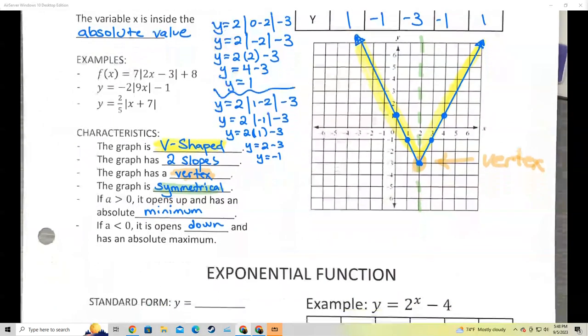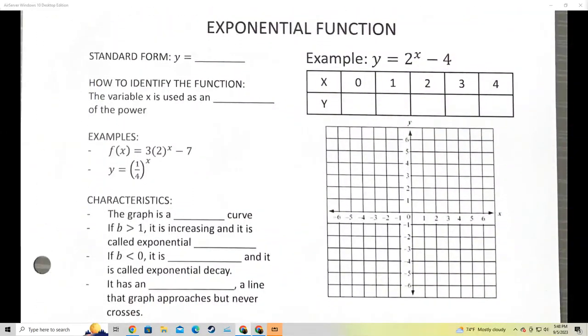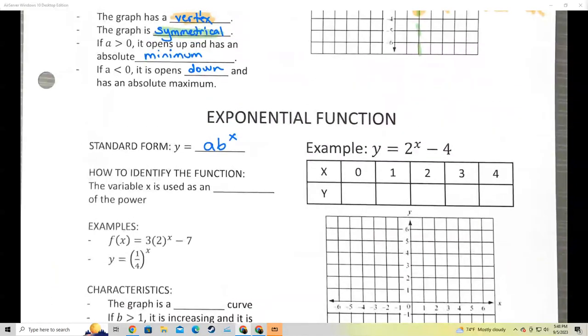Okay. All right, last one. This one we're not going to really mess around with until Math 3. You're really going to start playing with these. But again, we're just going to get you exposed to them so you know what they look like. Standard form of this is going to be a b to the x. So let me go ahead and highlight that. Let's see. Exponential functions look like y equals a b to the x.